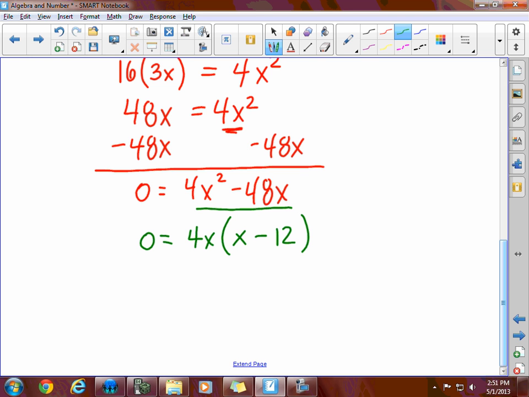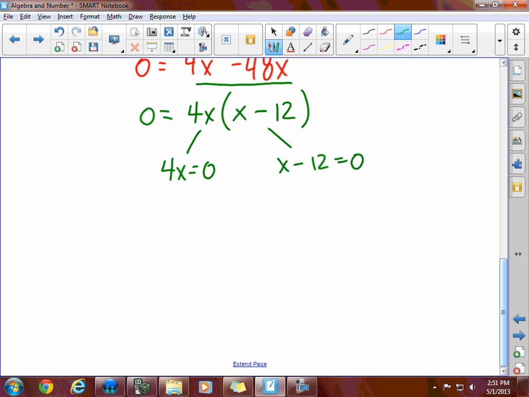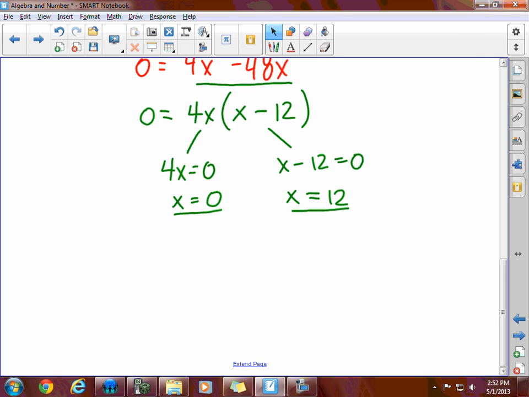And this whole thing equals 0. So like the quadratics we did in our quadratic unit, now I just take both factors, make them equal to 0, and solve for x. So here I'm going to divide by 4, so x equals 0. Here I'm going to add the 12, so x equals positive 12. So now I have two solutions that I should verify in my original equation to make sure that they actually are solutions to my example.